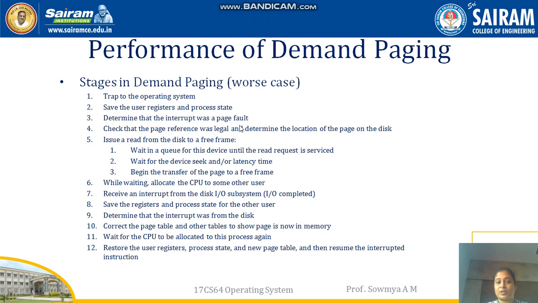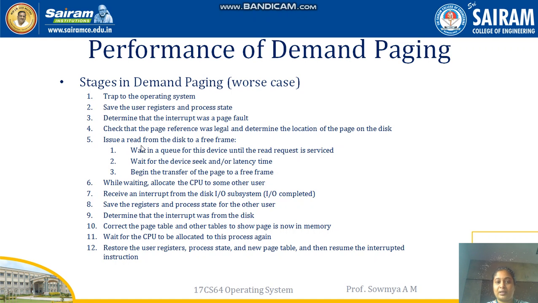Determine that the interrupt was a page fault. So for the trap, we have to determine it as a page fault. Check the page reference was legal and determine the location of the page on the disk. We have many types of fault. One was page fault, but we had one more fault called illegal access for the page, meaning the page you were accessing does not belong to the process you are executing. We have to make sure there is no illegal access, that it was a legal access and a page fault occurred.